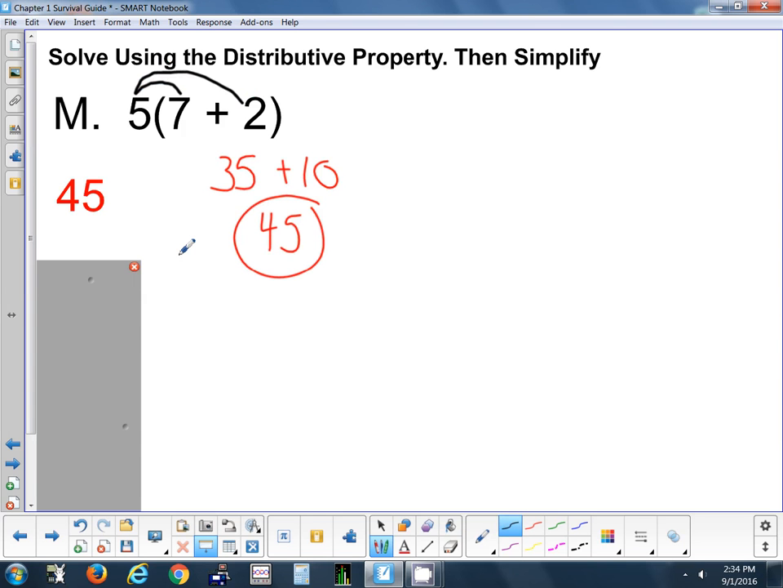Some of you might have been thinking order of operations. Even if you added the 7 and the 2, you got 9, and then 9 times 5 is 45. Sometimes it might work out for you, but that's how we talked about earlier. It's important you read those directions. It said use the distributive property. I didn't write the directions for my health.